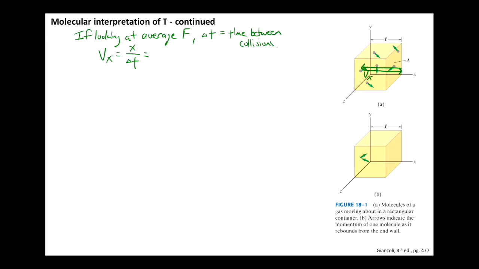And if we want to look at how long it's going to take to go all the way over and all the way back, I know that that's going to be 2 times L, the length or the width of our little box, our container. And in the denominator, we have delta t still. So I can rewrite this as delta t equals 2L over Vx. This is the amount of time for another collision to happen with the left wall by that molecule.